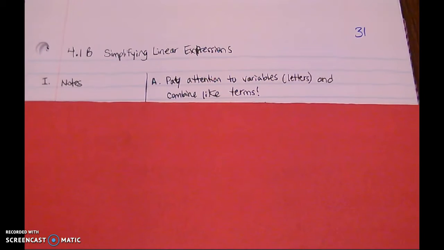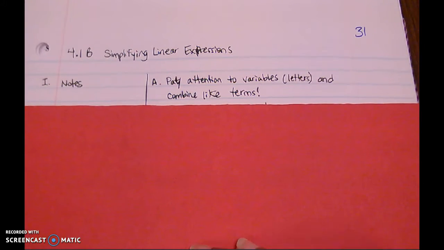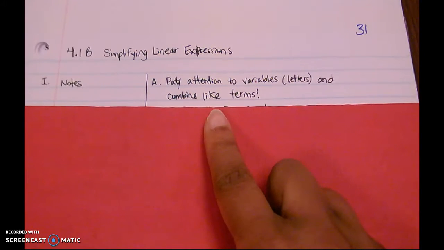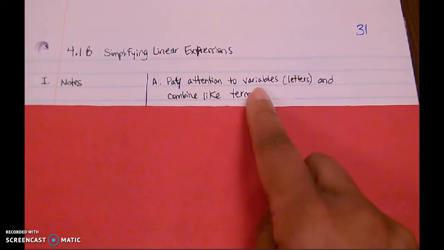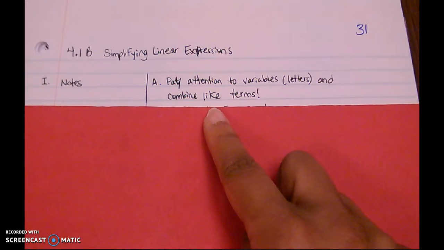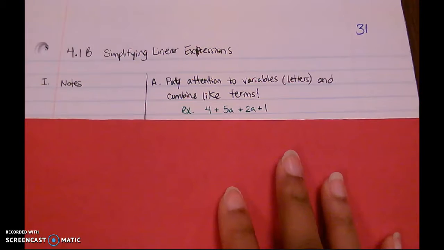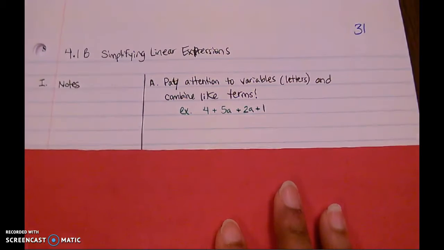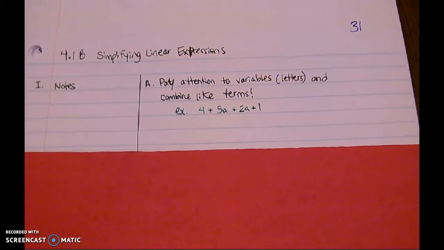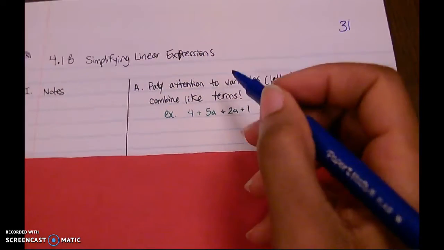So the first thing I want you to write down in your notes is that when you're simplifying linear expressions, be sure to pay attention to variables, which are the letters, and combine like terms. For example, if we have a problem that says 4 plus 5a plus 2a plus 1, the first thing we're going to do is identify our like terms.